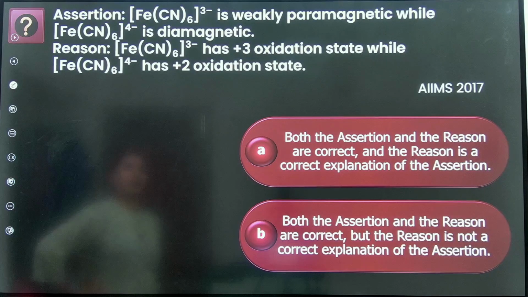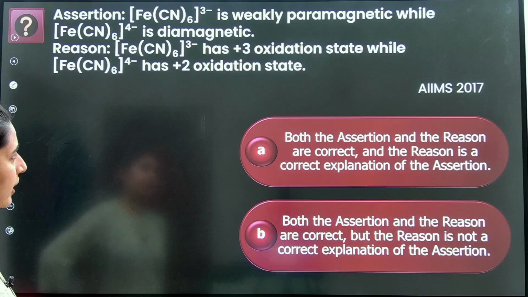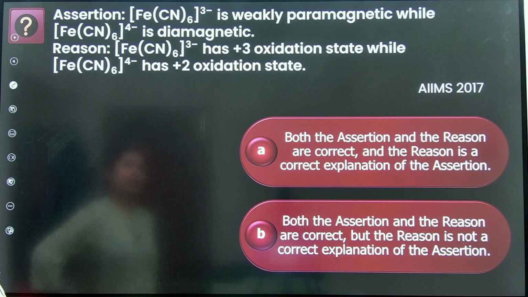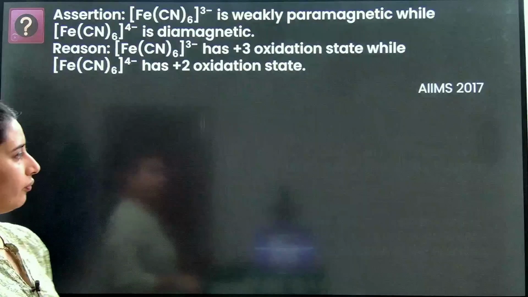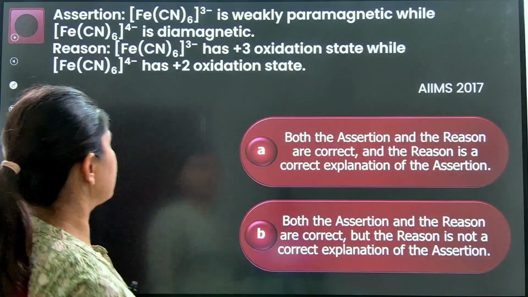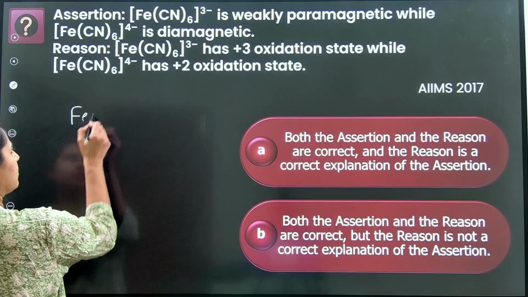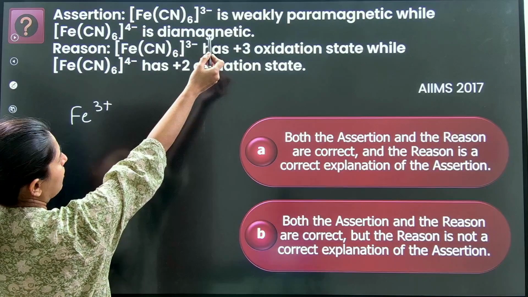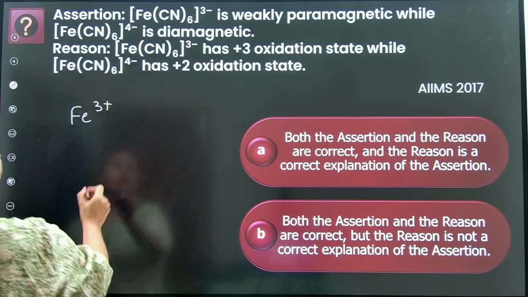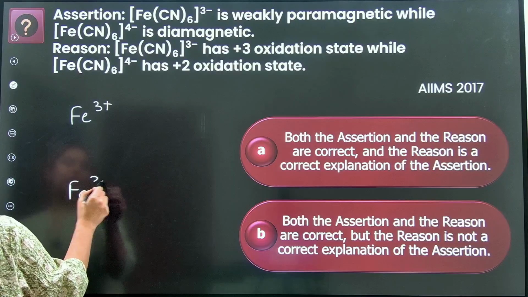Okay, so there is an assertion and reason. Assertion: [Fe(CN)6]3- is weakly paramagnetic, while [Fe(CN)6]4- is diamagnetic. Reason: [Fe(CN)6]3- has +3 oxidation state, while [Fe(CN)6]4- has +2 oxidation state. You can read options A, B, C and D. In [Fe(CN)6]3-, iron is in 3+ oxidation state; please check x minus 6 is equal to -3. Now we have 4-, which means iron is in 2+ oxidation state.